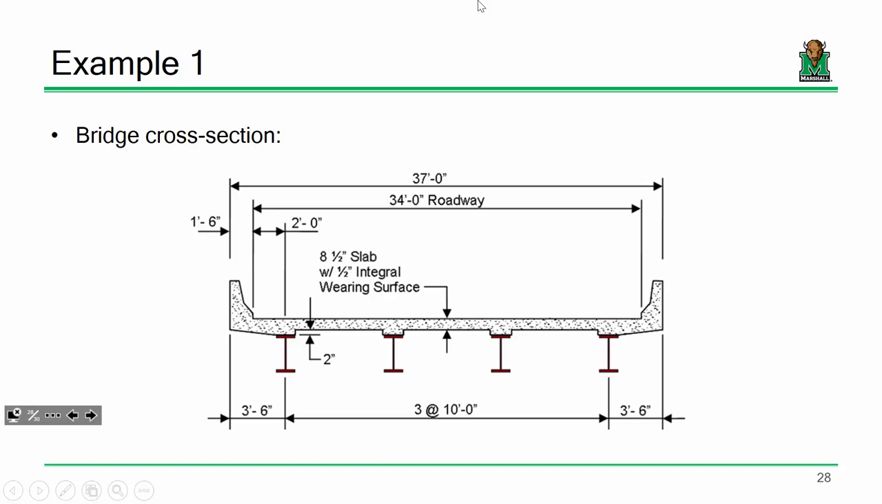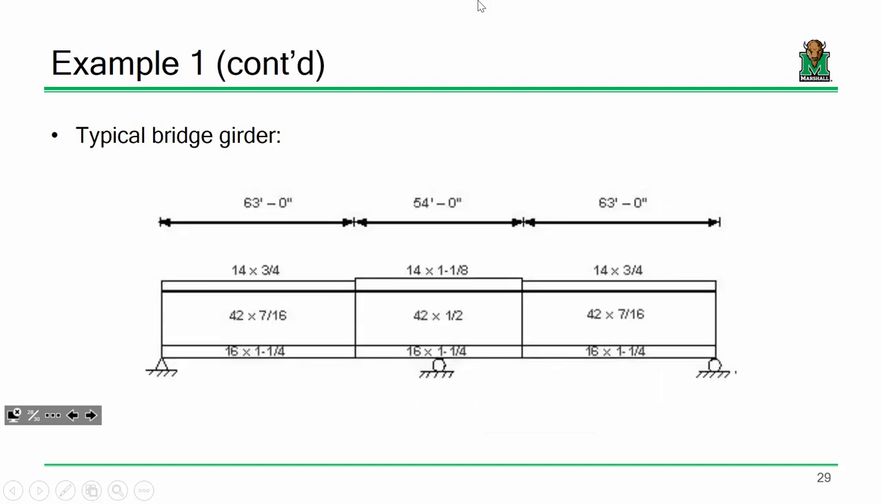All right. So this is the cross-section of the bridge. Anybody have any questions about this? Okay. All right. Let's look at the beam. So this is looking at the beam on the side. So this is a 2-span bridge.